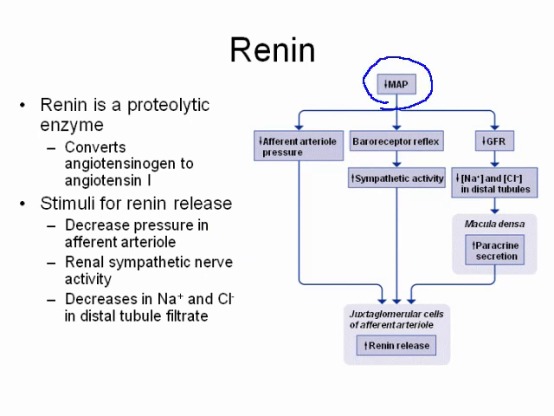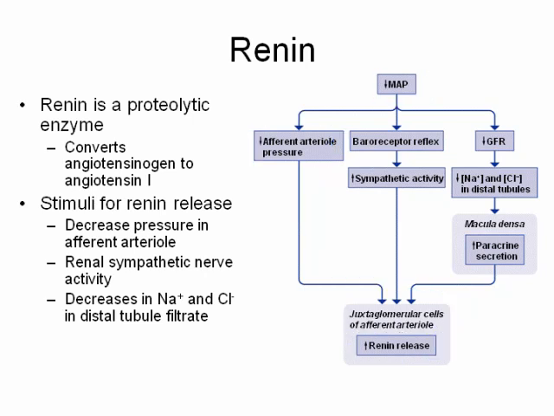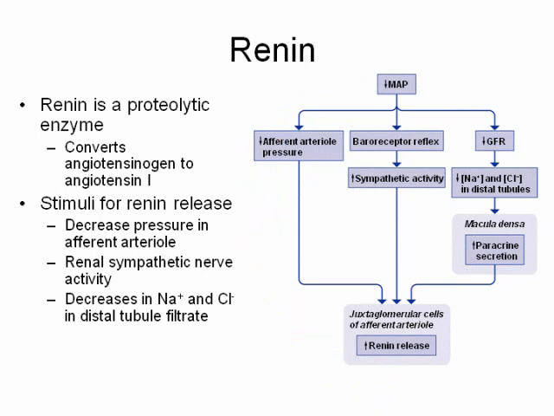So let's take a look at that. Mean arterial pressure goes down. The pressure within the afferent arteriole goes down. Well, of course, this will decrease filtration. So this stimulates the juxtaglomerular cells to increase release of renin. Again, negative feedback is not shown here, but this, of course, goes back because it increases mean arterial pressure. It is offsetting the decrease that set it off in the first place.